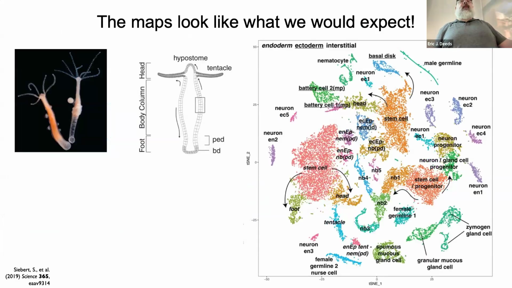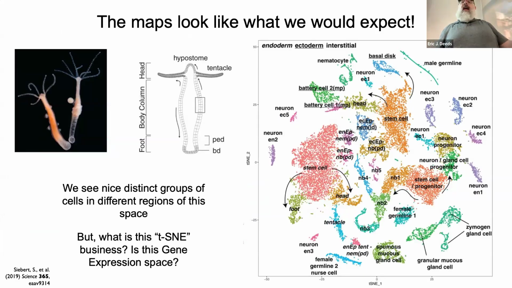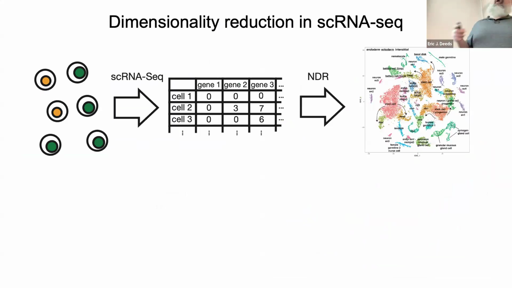But there's a bit of a problem here. And that problem is that if you look at this carefully, and sometimes when I show this to students who really aren't familiar with this, they'll be like, well, what is this t-SNE thing? What is this axis? What does it represent? That's a really interesting question, because the attractors that the theory predicts should exist in the gene expression space that we're talking about here.